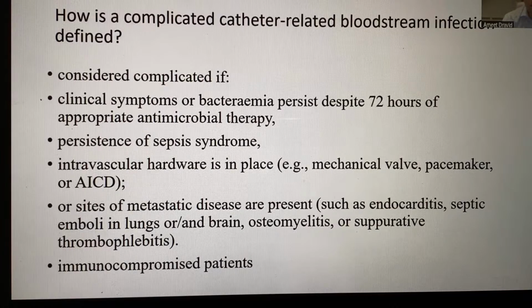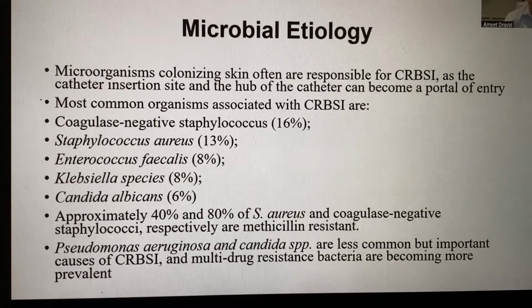Catheter-related bloodstream infections. Or there is not just CRBSI, but there are metastatic diseases like endocarditis, septic emboli in the lungs, osteomyelitis, or suppurative thrombophlebitis, which makes it a complicated CRBSI. Or any CRBSI in immunocompromised patients should be treated as complicated catheter-related bloodstream infection.